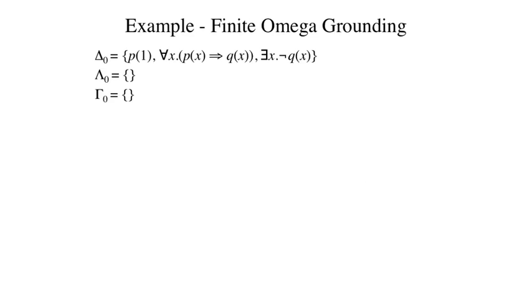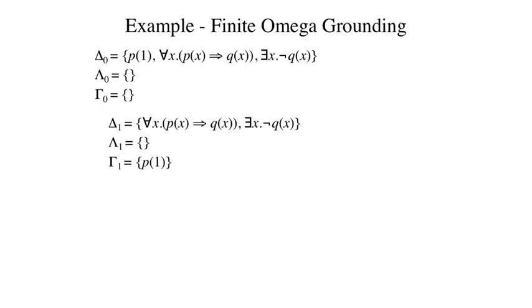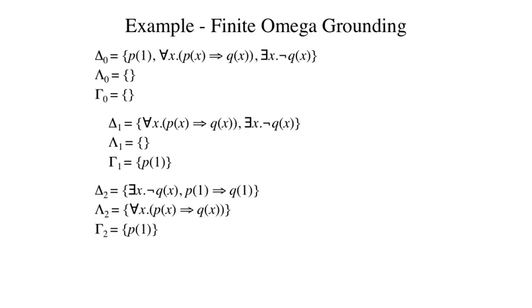Okay, let's look at an example with a set of sentences shown here. We have one ground sentence, one universally quantified sentence, and one existentially quantified sentence. All are in prenex form. Computation goes as follows. First sentence is ground, so we remove it from our input set and add it to gamma. Second sentence is universally quantified, so we add it to lambda, and we replace it in delta with a copy with the single object constant we have, namely 1, substituted for the universally quantified variable.